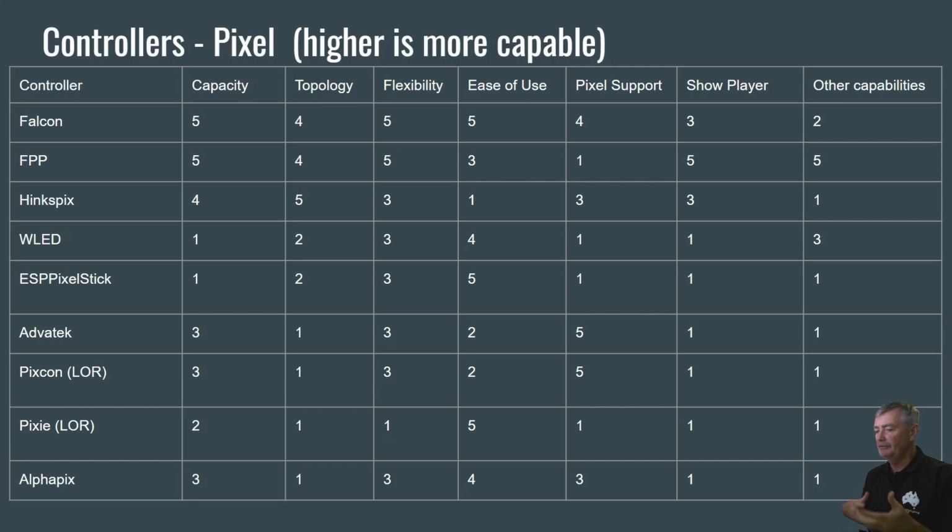The Avateks and Pixcons and the like have got fairly low limits, like 340 pixels per output, and the Pixies are even lower, typically around 170. The Alpha Pix is around 340 as well.